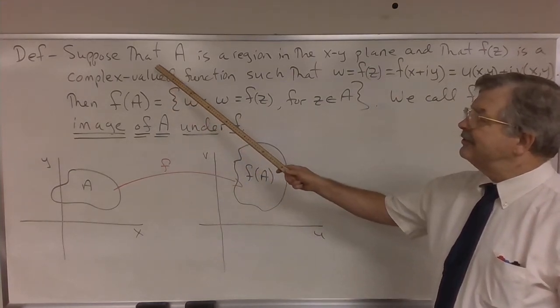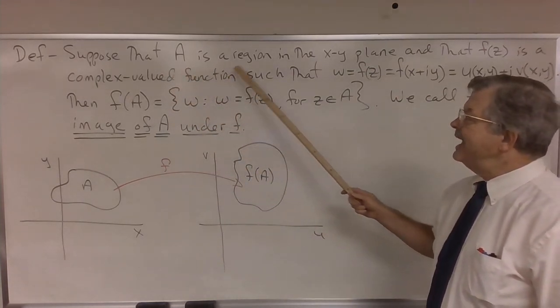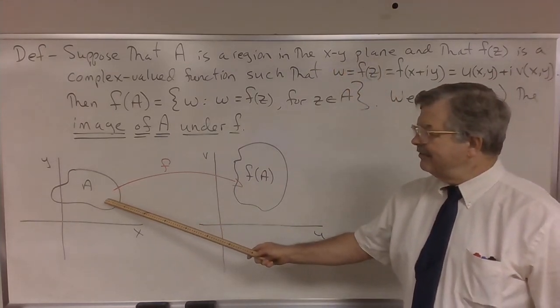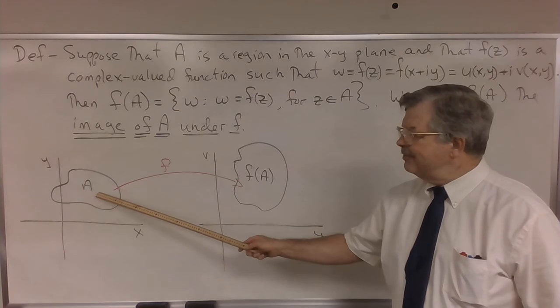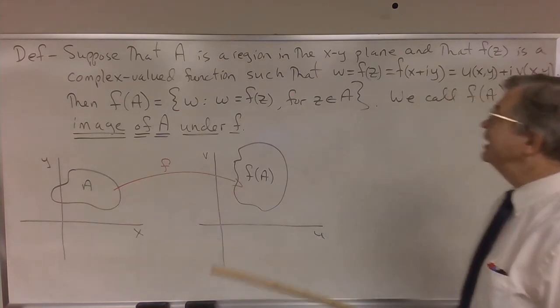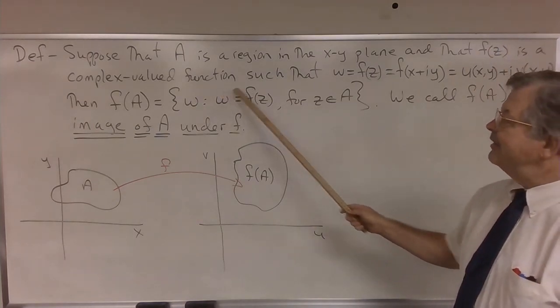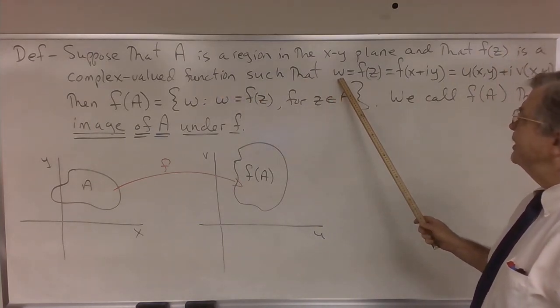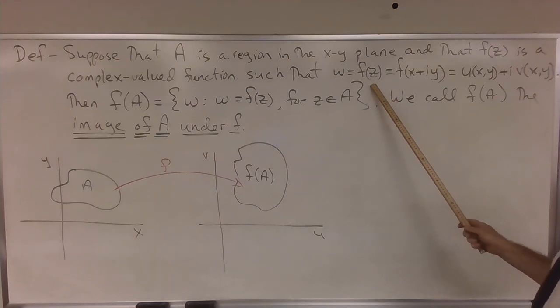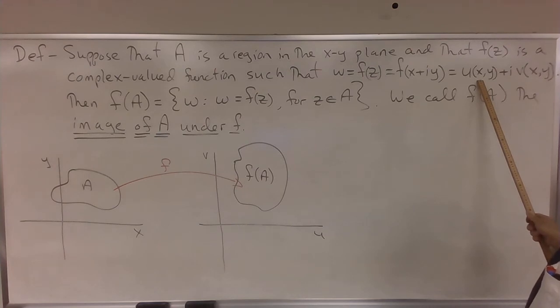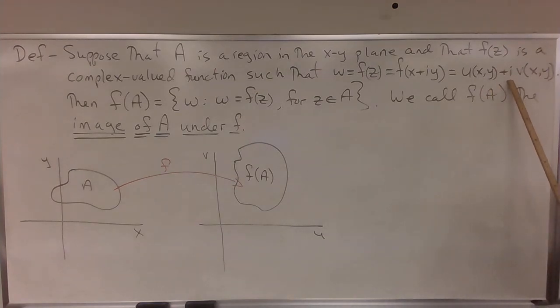And here we say, suppose that A is a region in the XY plane. So here's A, everything inside this loop is A in the XY plane. And suppose that f of z is a complex valued function such that W is equal to f of z, and we can represent it as u of xy, the real part of W, plus i times v of xy, the imaginary part of W.